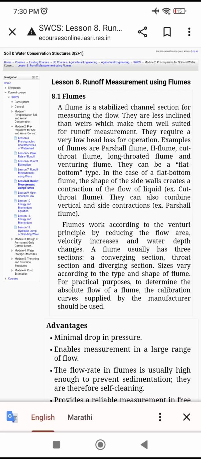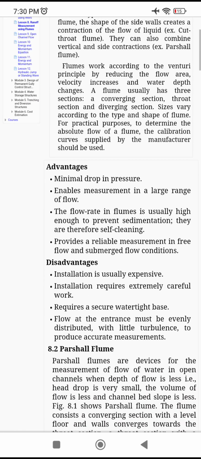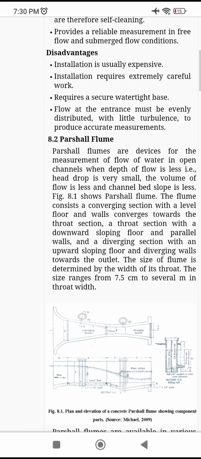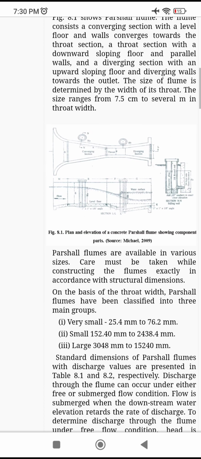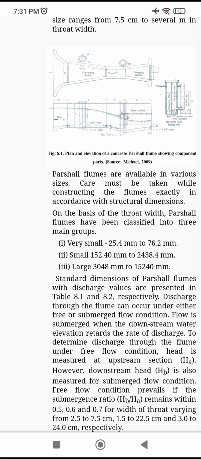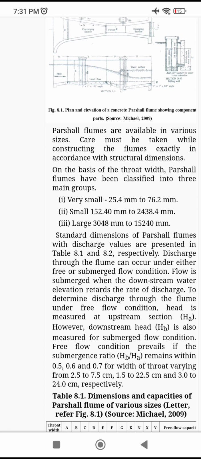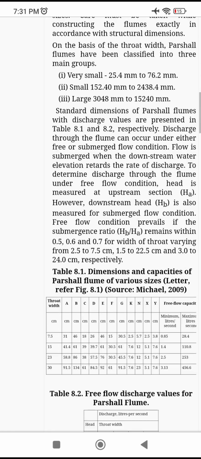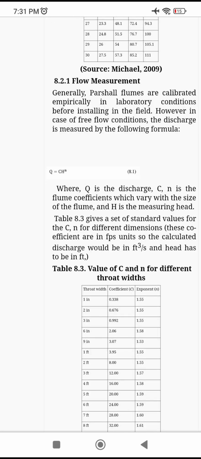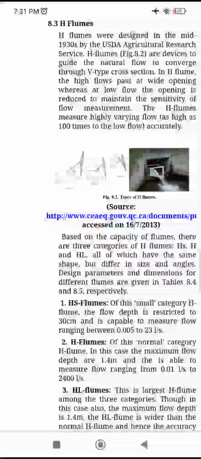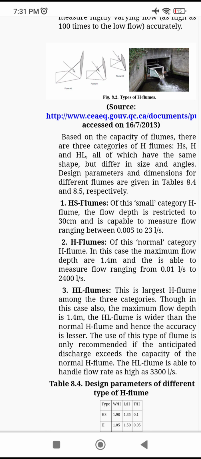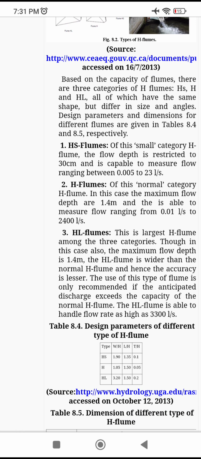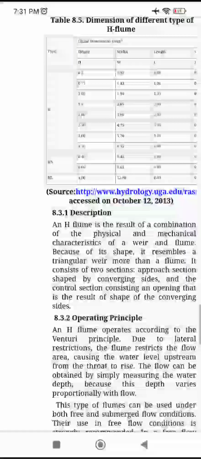Then flumes. A flume is a stabilized channel section for measuring the flow. What are the advantages and disadvantages? Then partial flumes are devices for the measurement of flow of water in open channels. Remember this, open channel, when depth of flow is less. See the construction of partial flume. How are they classified? Very small, small and large on the basis of throat width. Then flow measurement, is there any formula? Then H flume is also there, HS flume, H flume, HL flume. Remember these three types and their specifications from an exam point of view.